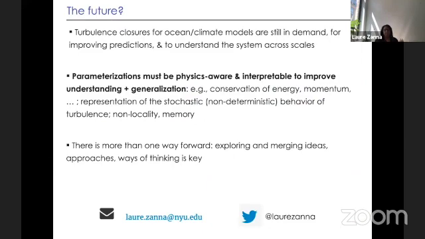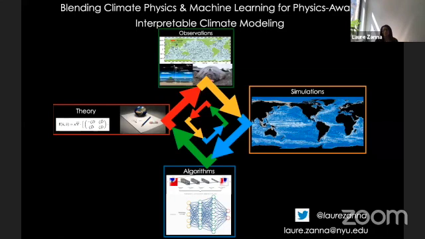Okay, so I'm going to close up. Closures are still basically going to be in high demand for many years. Our view is that they should be physics aware and interpretable. You should be able to actually understand what you're doing, and it should generalize to different climates. So here I presented things like constraints of energy and momentum, and ways to represent stochasticity. But if you remember nothing from my presentation, there is more than one way forward. Exploring and merging ideas, whether it's discovering equations, coming up with a new theory, or adding randomness or stochasticity, all of them are important. And this kind of combining simulation, observation, theory, and algorithm should be the way forward when we want to improve climate modeling. And I'll leave it at that and take questions if there are any.